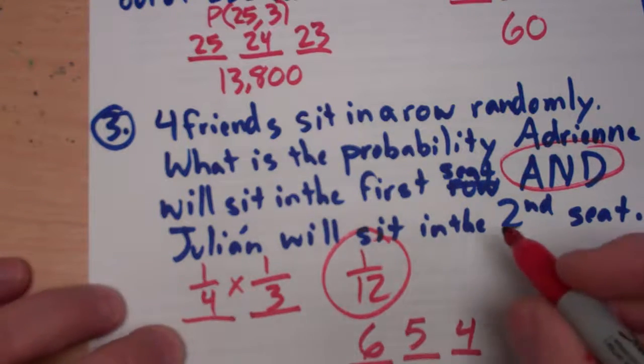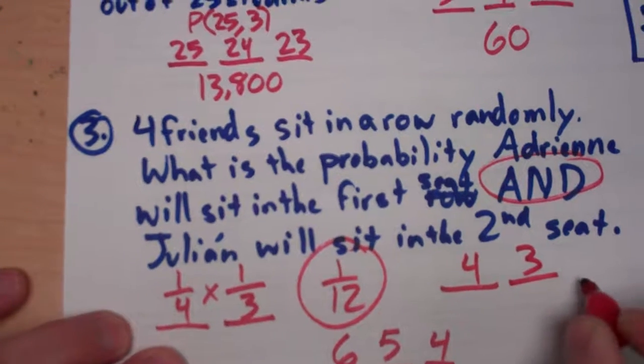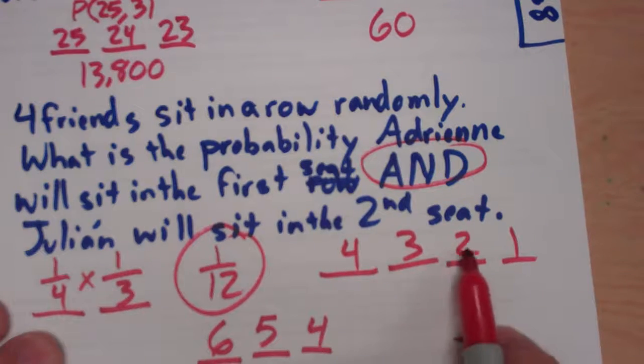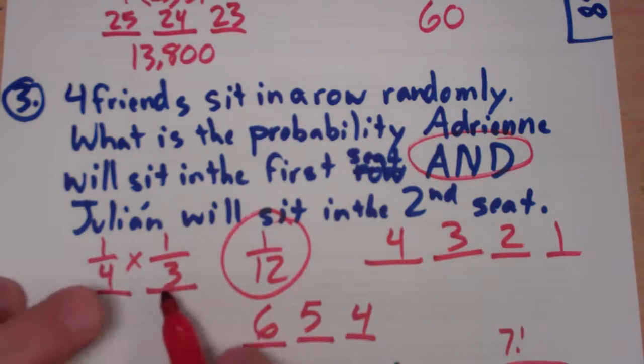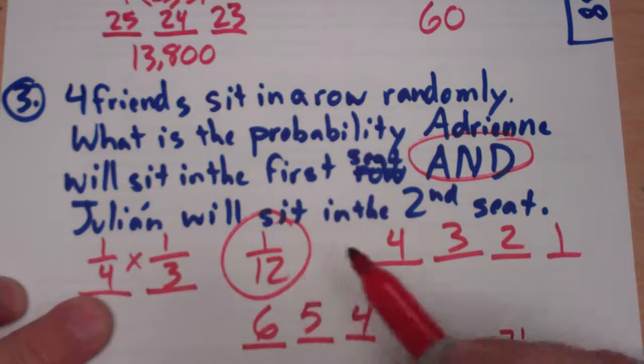Now there are actually more than 12 choices, because remember, there would be 4 people that could sit there, 3, 2, 1. So that would be 24 different ways. There are 2 of those where these 2 people would be sitting in these 2 seats. So 1 out of 12 is your probability.